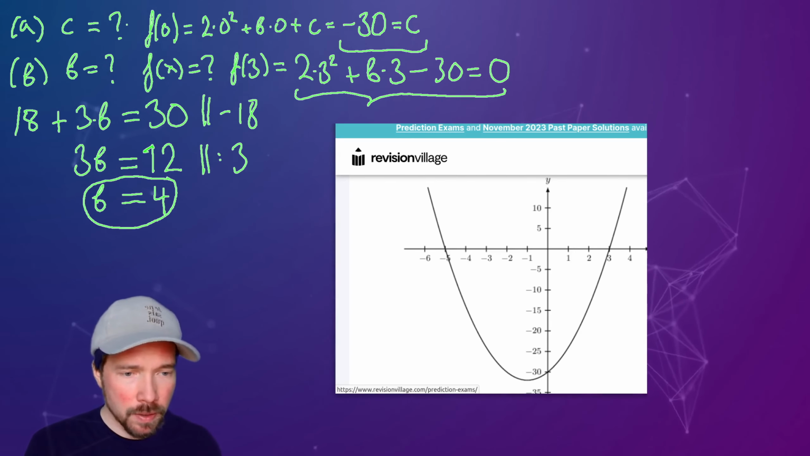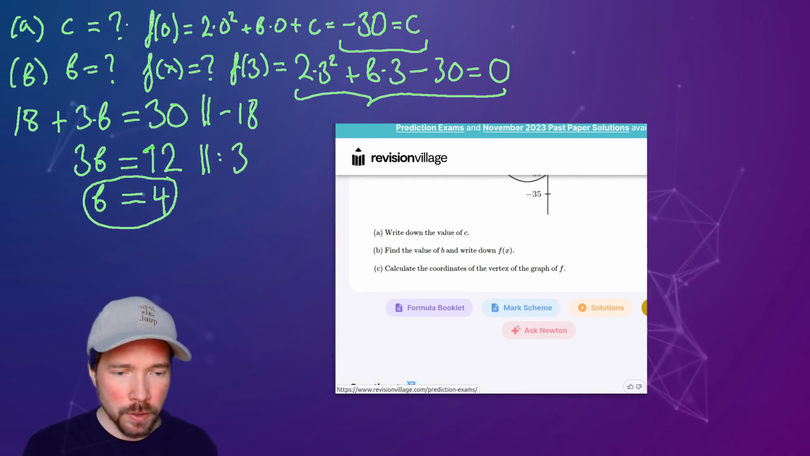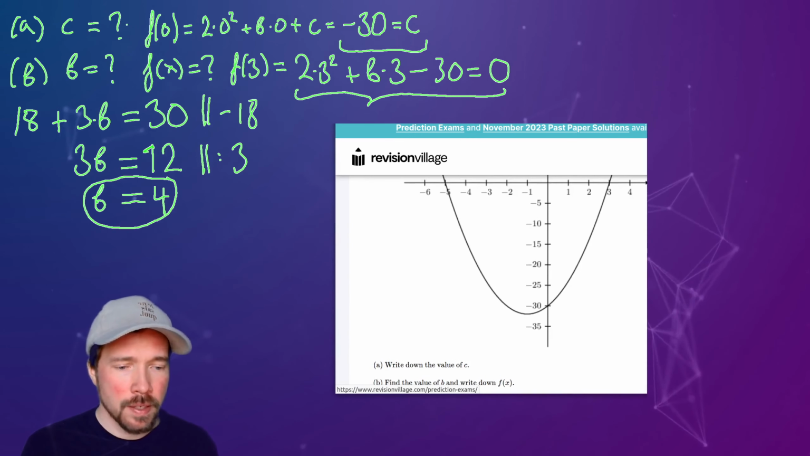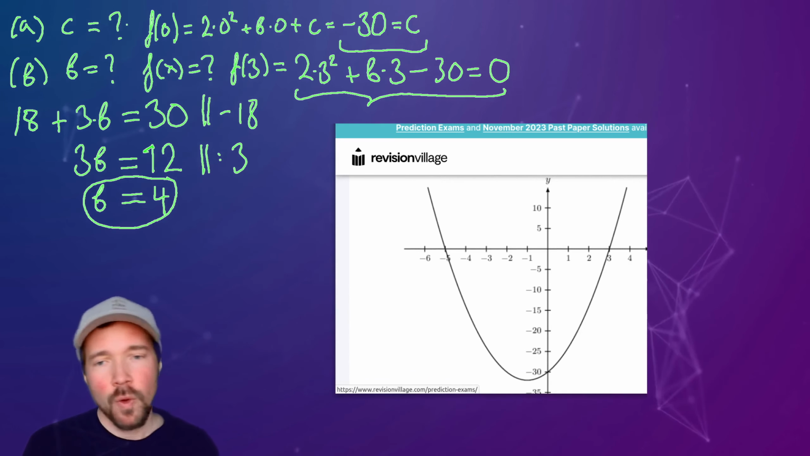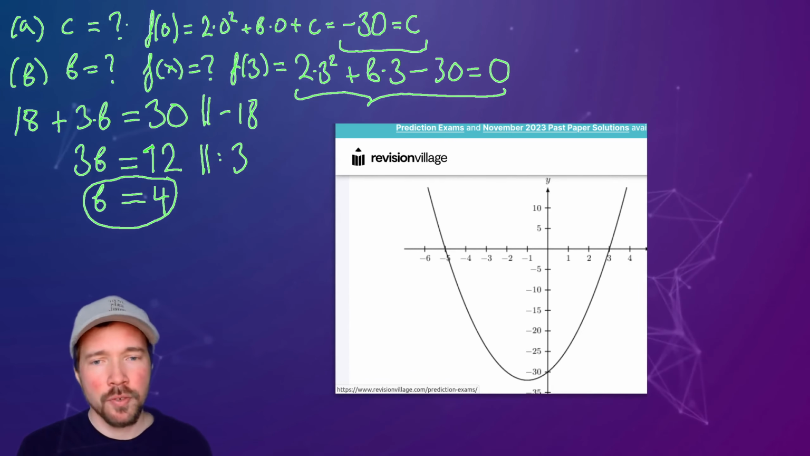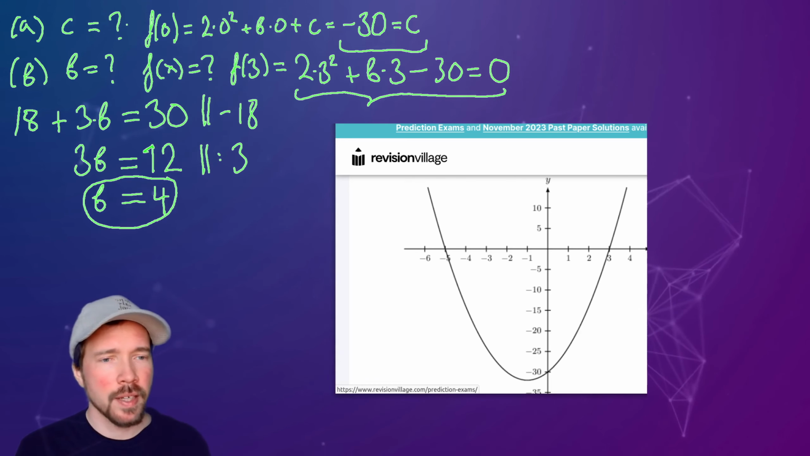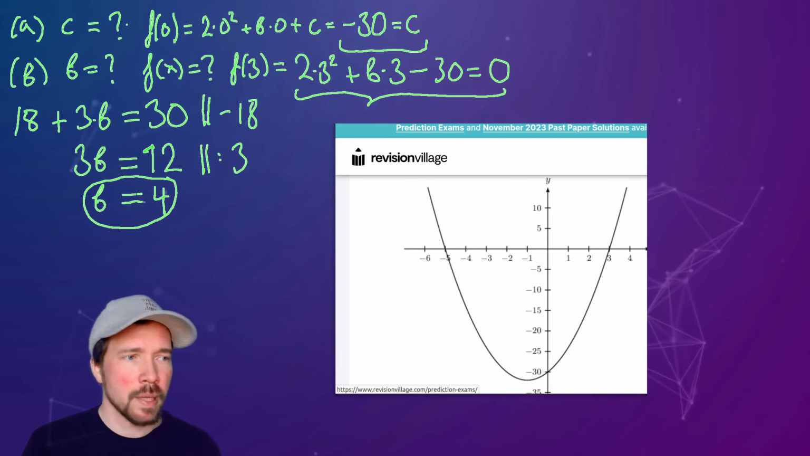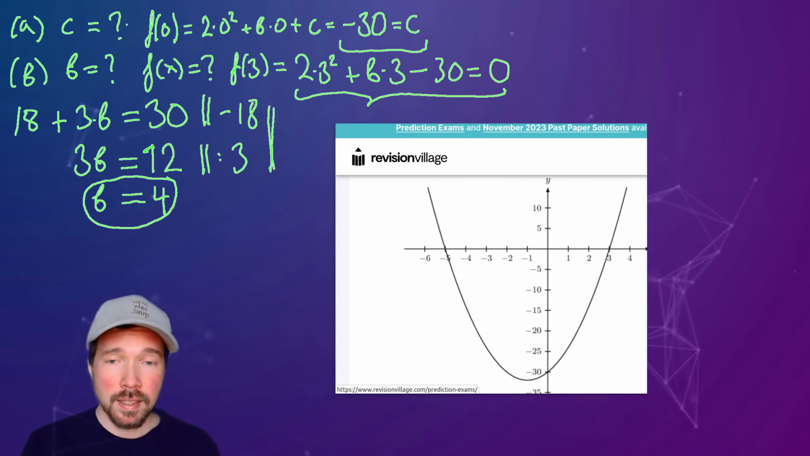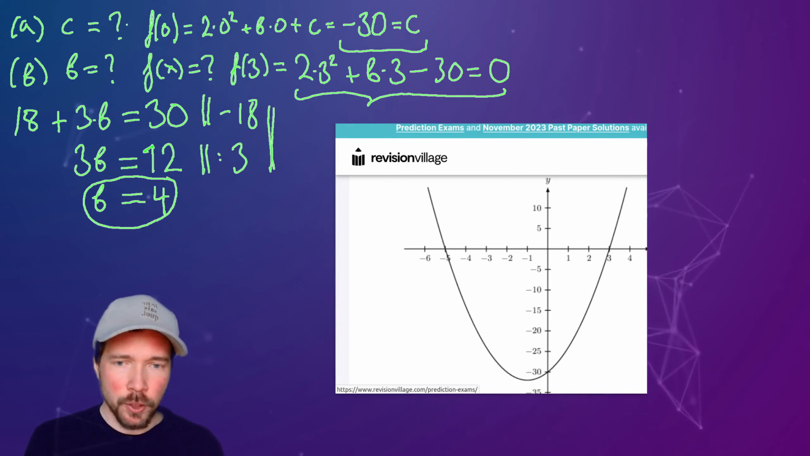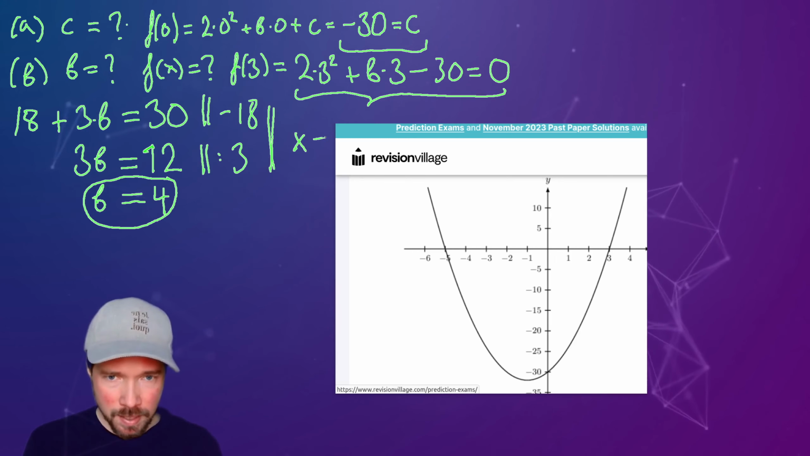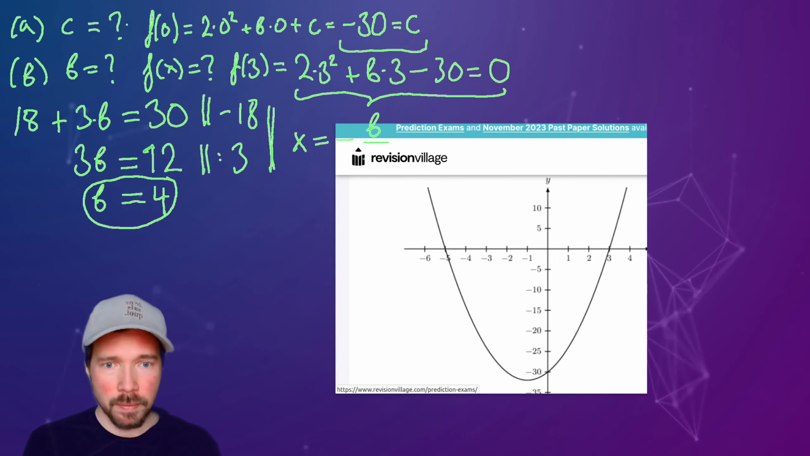And then the last question, c, is to calculate the coordinates of the vertex. So that's the lowest point. One way is, I'm not sure if this exists in the formula booklet, probably not, or if it's allowed to use from memory, but at least I think we can always use that the vertex of the parabola is at x equals minus b divided by 2a.